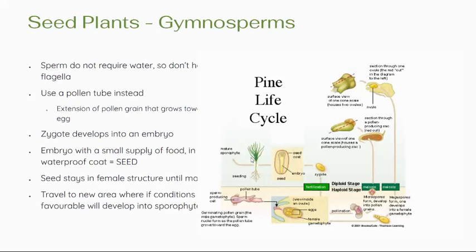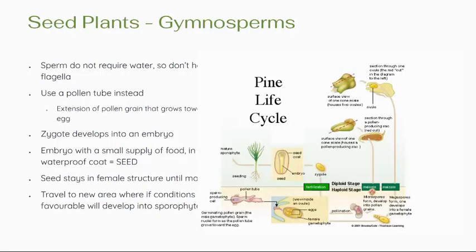The embryo has a very, very small supply of food. It's in its waterproof coat. You call this a seed. So why does it have such a small amount of food?